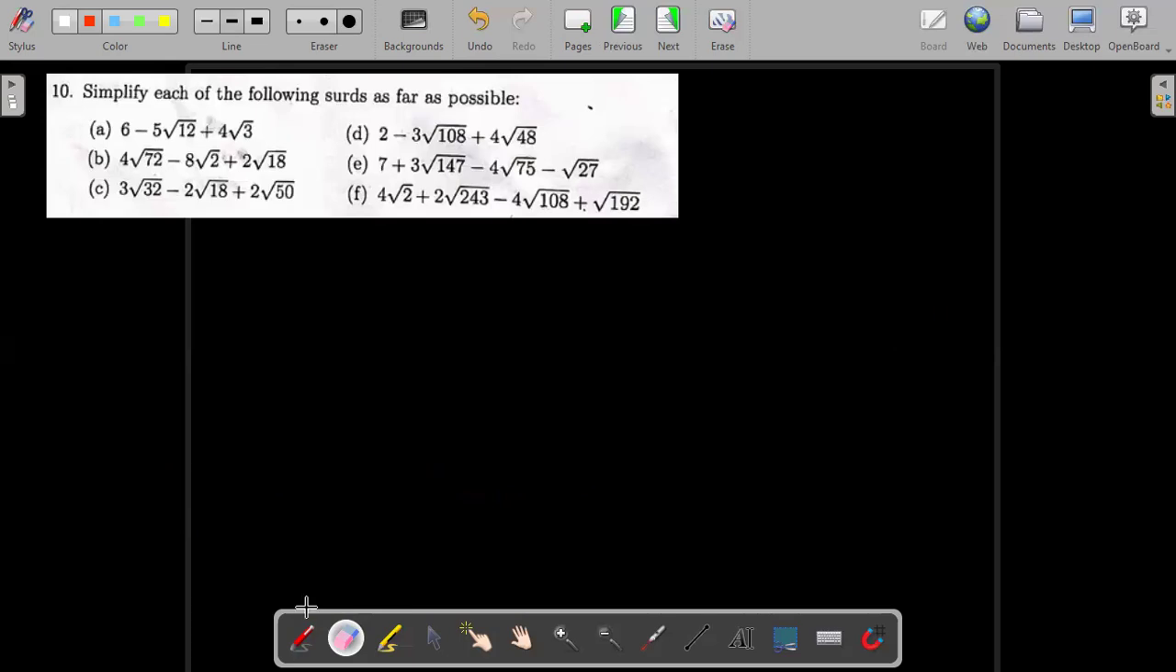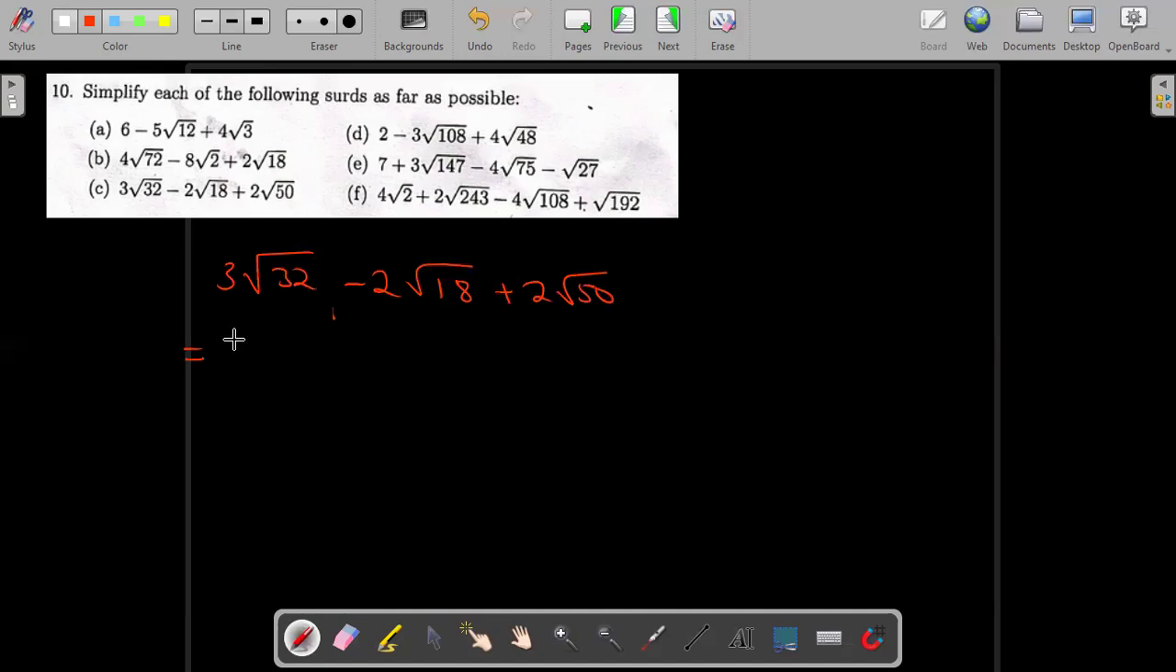And the next one is going to be: you have your 3 root 32 there, minus 2 root 18, like that, plus 2 root 50, like that. And so how can we simplify this one further?